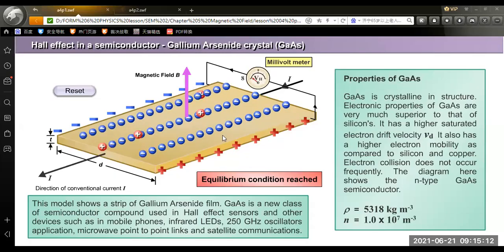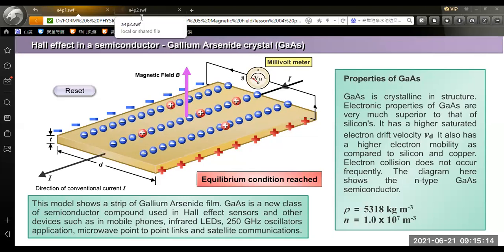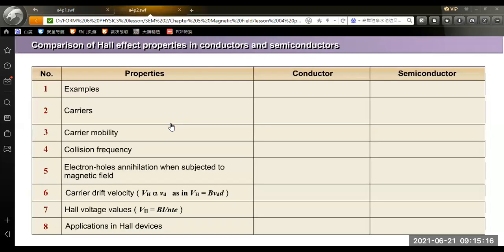Ladies and gentlemen, let's observe the next slide. Here I have some examples of a conductor and a semiconductor. The comparison of the Hall effect properties in the conductor and semiconductor, for example, a copper strip and a gallium arsenide strip.